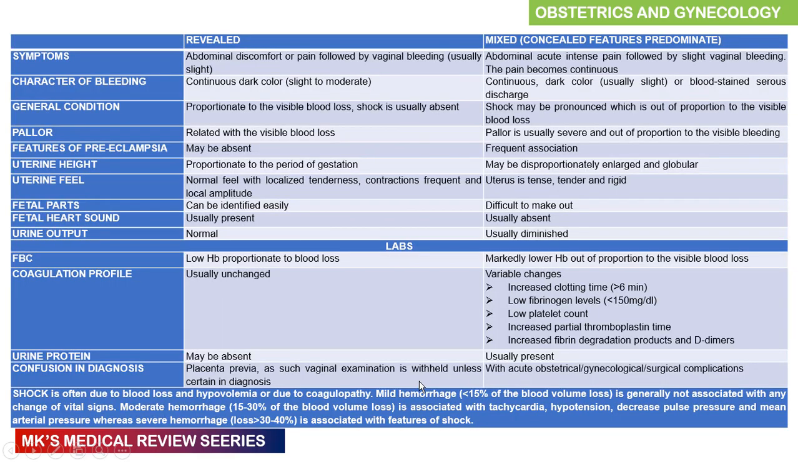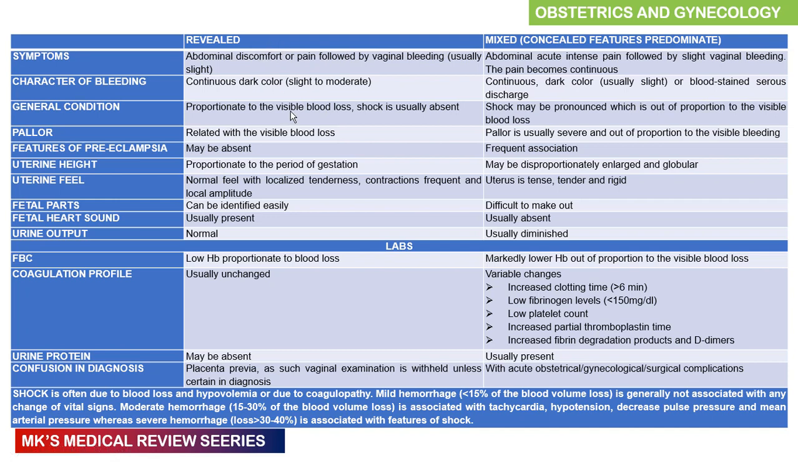Now, here's the difference between the revealed hemorrhage versus our concealed hemorrhage, where the concealed part actually predominates. So in the revealed part, you're going to be having abdominal discomfort or pain followed by vaginal bleeding. This is usually slight. Here you just have abdominal acute intense pain that is followed by slight vaginal bleeding, and the pain becomes rather continuous. The character of the bleeding here is continuous dark, slight to moderate. Here it's continuous dark, usually slight, or it can be blood-stained serous discharge. The general condition in the revealed hemorrhage is usually proportionate to the visible blood loss, and the shock is usually absent.